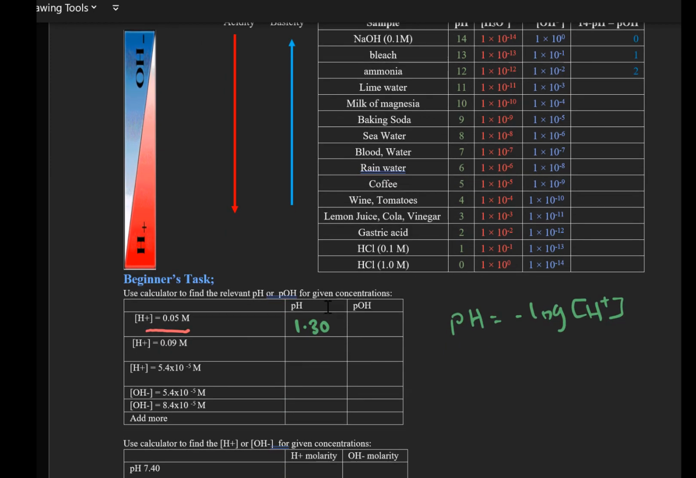For the beginner's task, those are simple, straightforward questions to do. And let's take another one. Let's say 5.4 times 10 to the negative 5. So that's how you usually see it in scientific writing. So the molarity is given like that. So again, it's the same thing though.